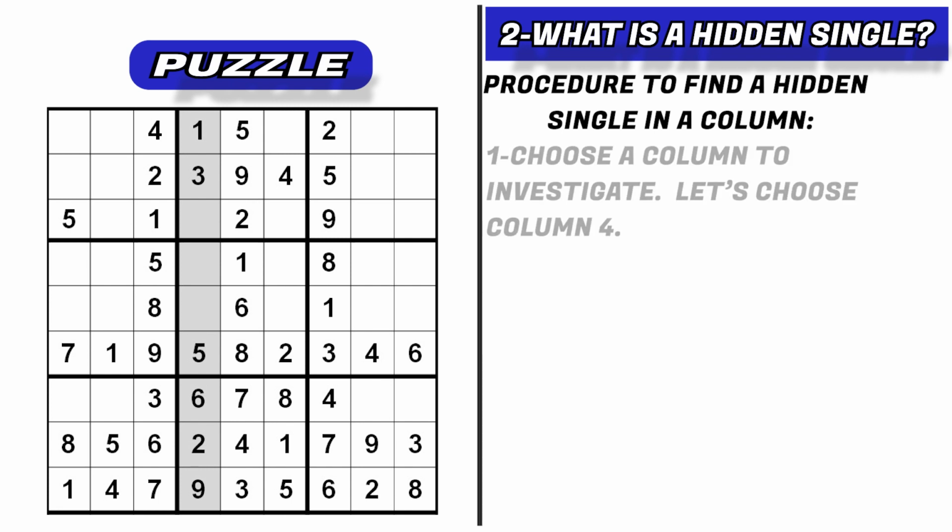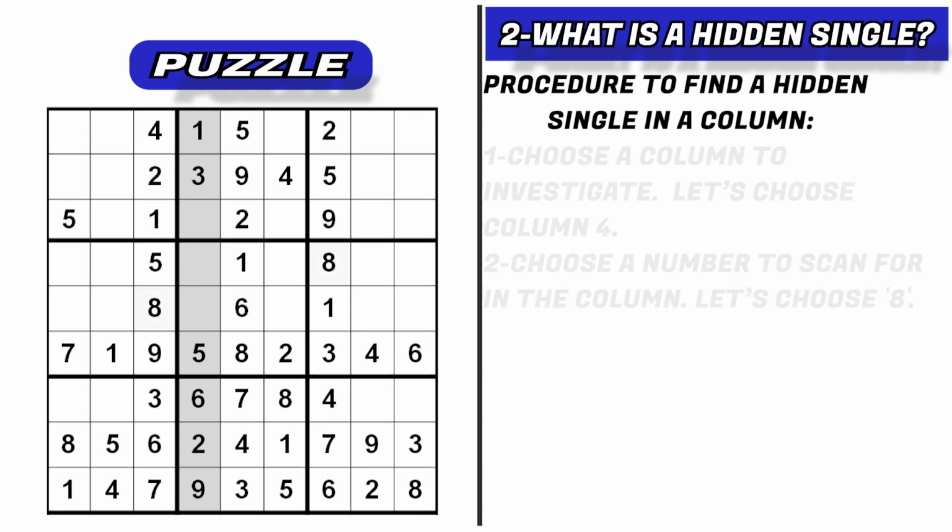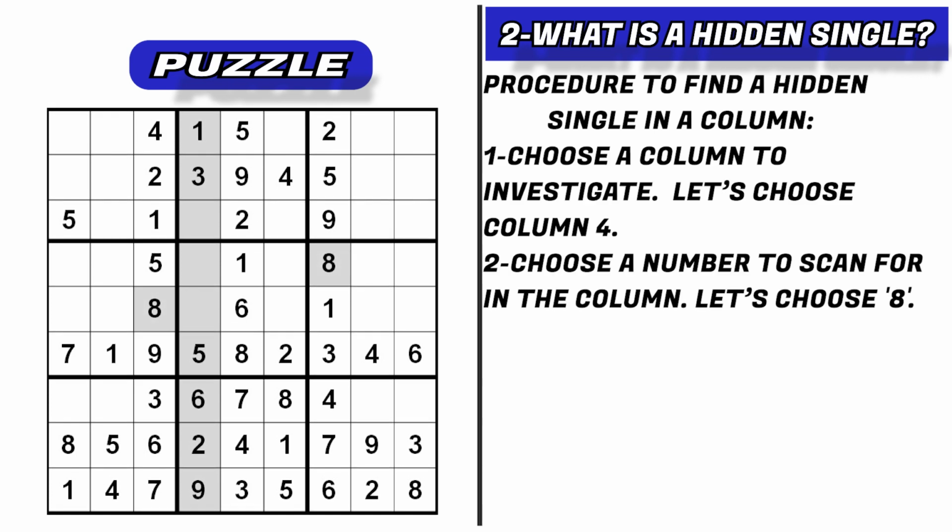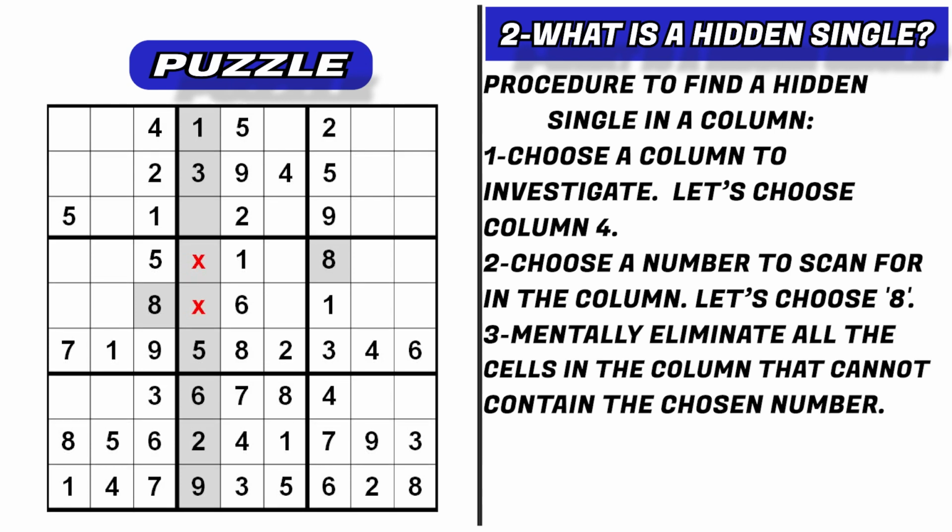Step number 1. Choose a column to investigate. In this example, we will focus on column 4 highlighted in gray. Step number 2. Choose a number to scan for in the column. In this example again, we will choose 8 as our candidate number. Step number 3. Mentally eliminate all the cells in the column that cannot contain the chosen number.